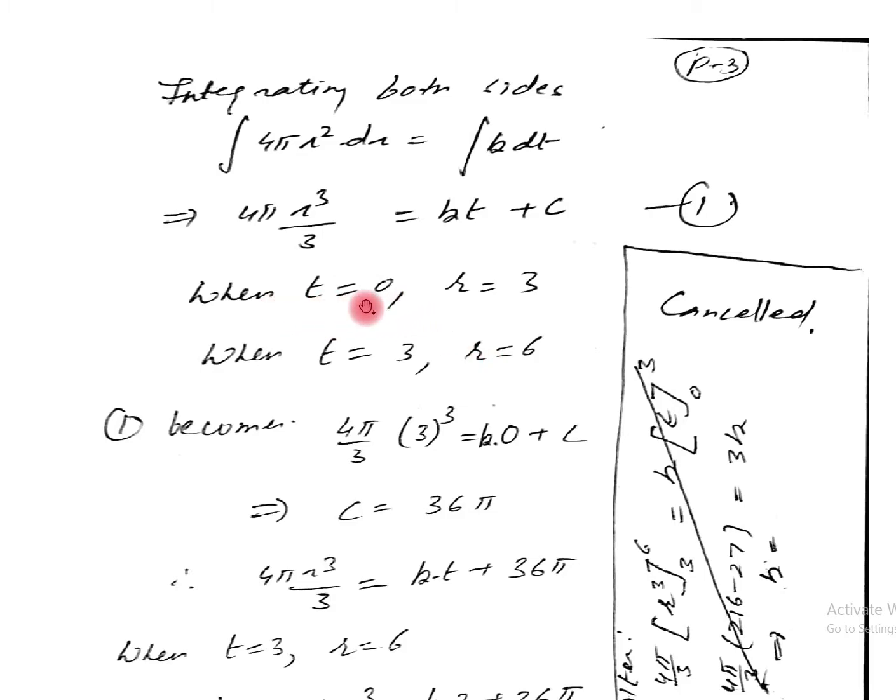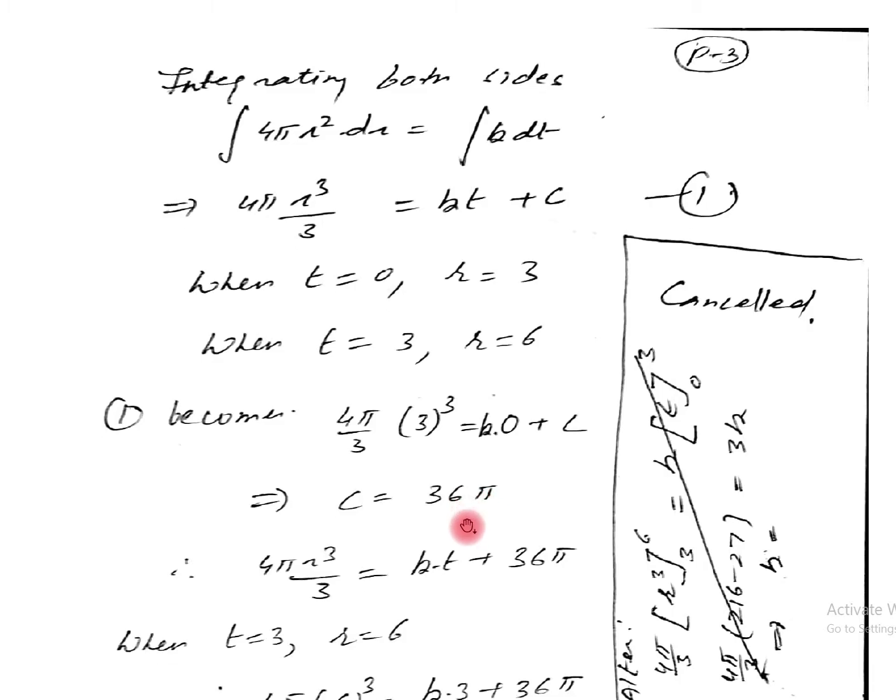Now applying the first condition, when t equal to 0, r is equal to 3, putting these values in equation 1, we are getting the value of c equal to 36 pi. Now putting the value of c in the equation, it becomes 4 pi r cube by 3 equal to k into t plus 36 pi.